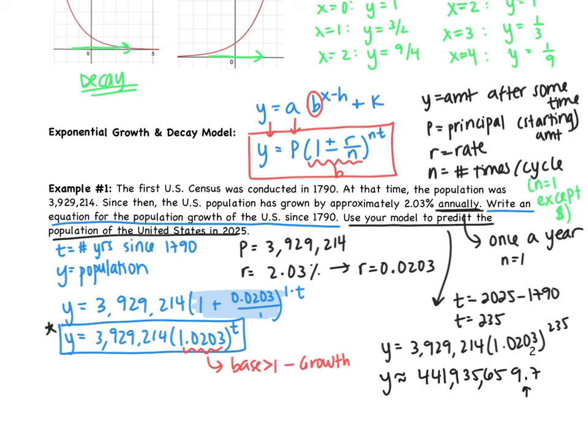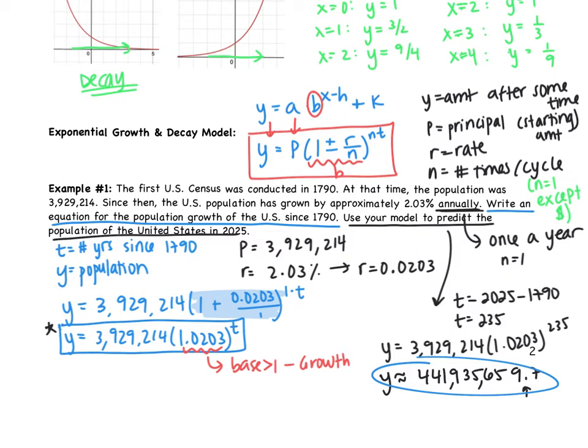So we are predicting, again, this is a prediction. It's not necessarily definitively true. We are predicting the population of the US to be 441,935,659.7 in the year 2025. Just so you know where we're at currently, this year we are at 382 million. So I'm not quite sure if we're on track to hit that 400 and almost 42 million. Okay, so that's our first example.